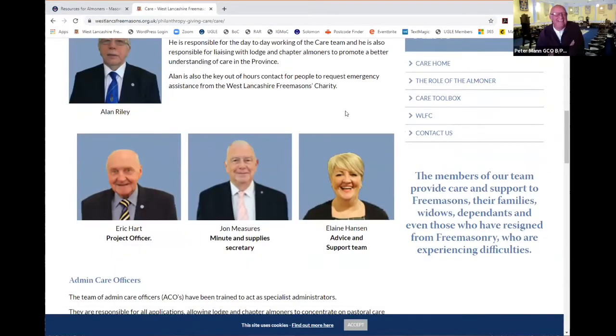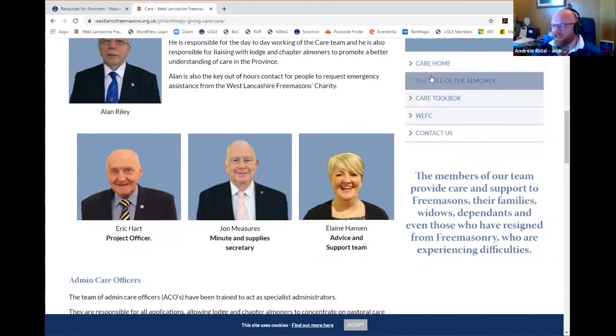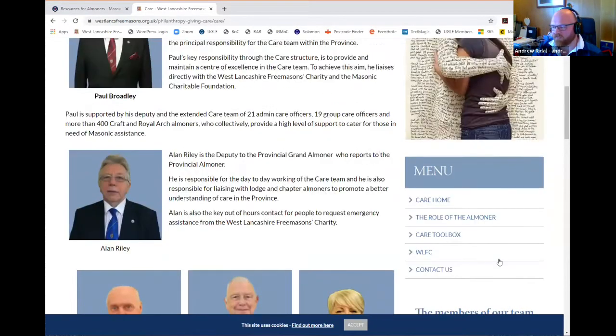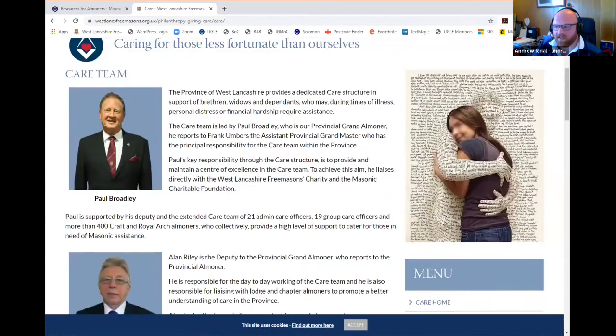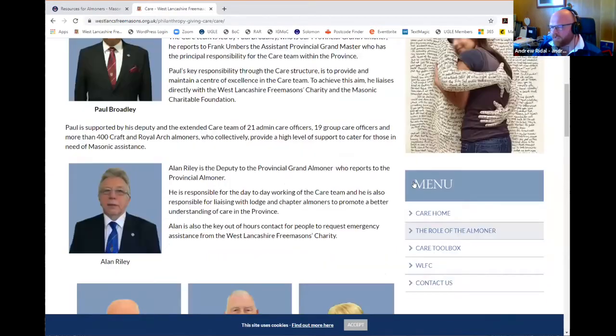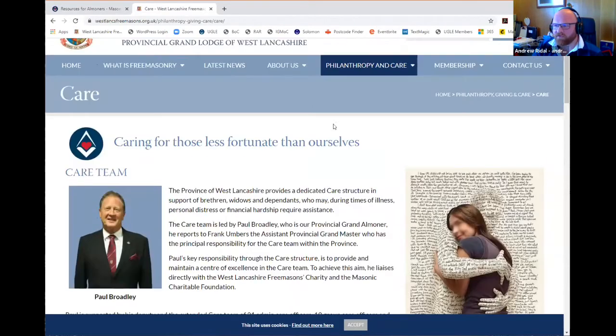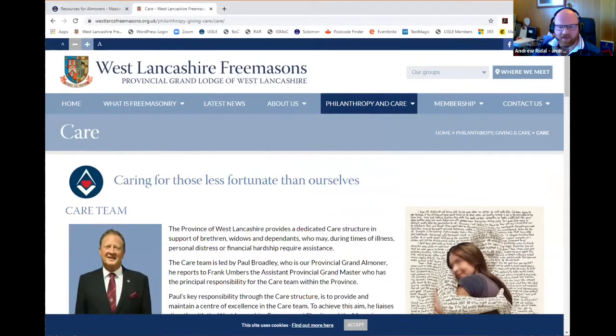Yeah, you can see there's all sorts of information here and information about the role of the almoner, the care toolbox, all with excellent downloads here. I think the forms are actually on here as well to fill in. So it's worth going to the website and having a look at that with all the information there.